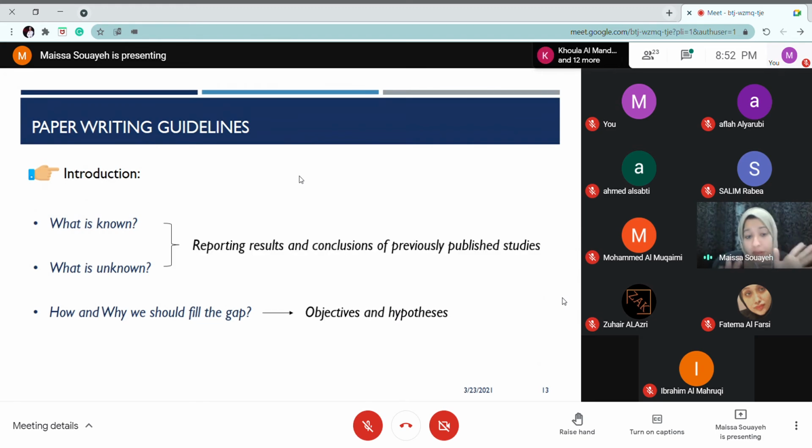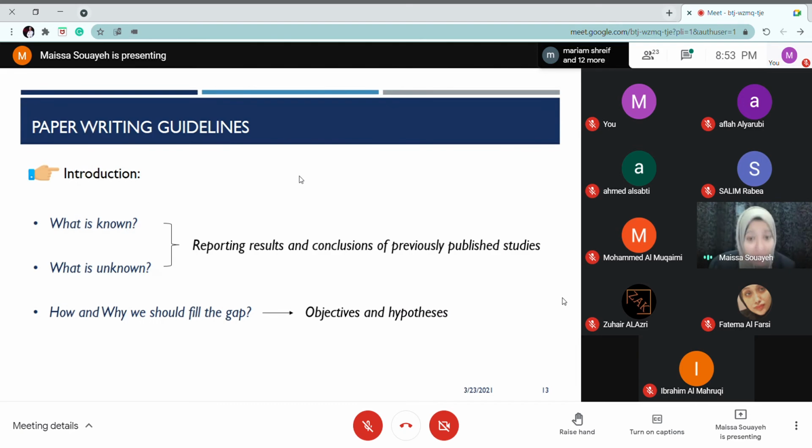Usually, what is known and what is unknown, you cover in the introduction by reporting results and conclusions of previously published studies, by doing your literature survey. How and why we should fill the gap: you finish the introduction by stating your objectives and the hypothesis. At the end of the introduction, when you state your objective, at this point you can move to the methodology. It will be like, we'll work on this, and then move to the methodology using this and this and this.